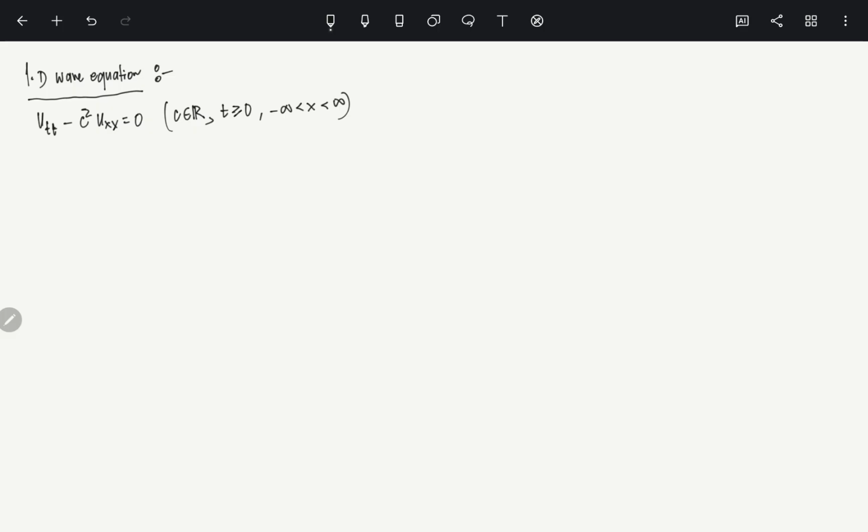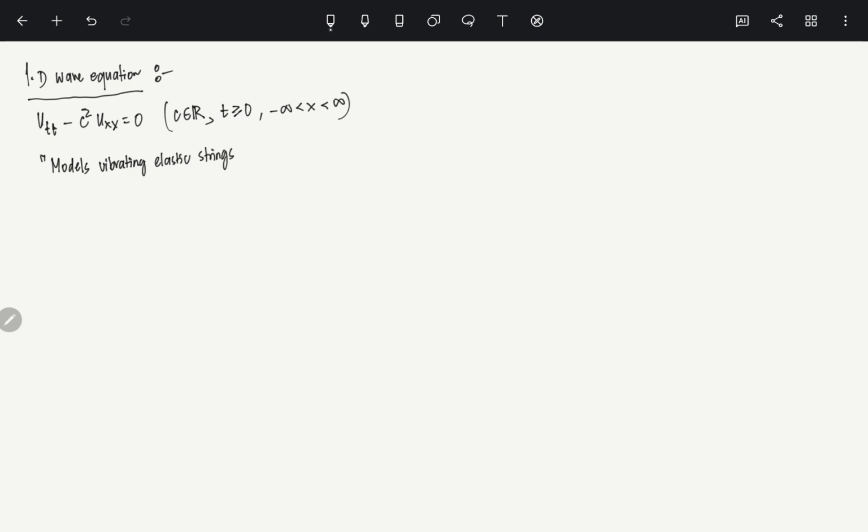Now, what exactly does this do? Let's just understand it. Essentially, what it does is it models vibrating elastic strings.